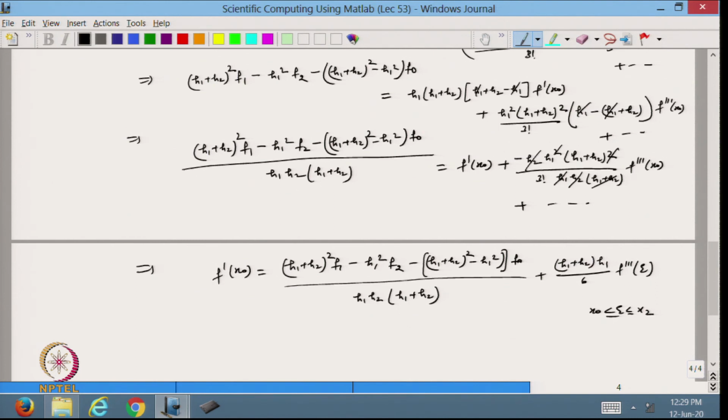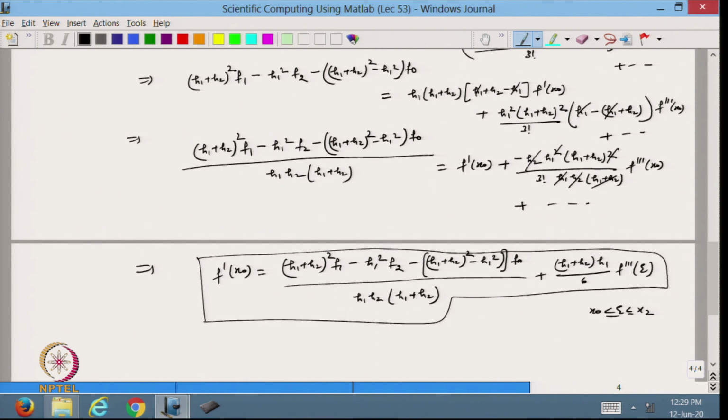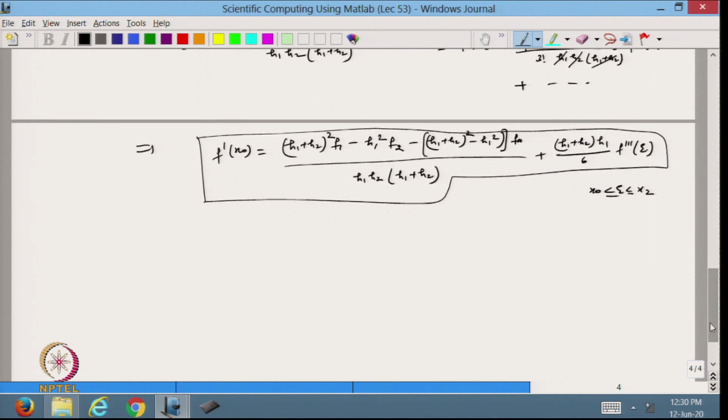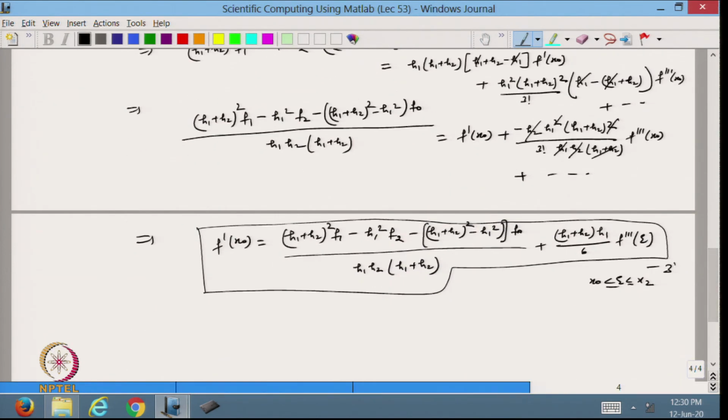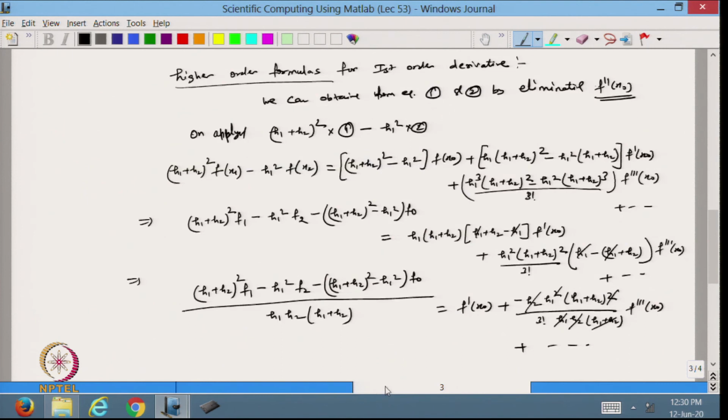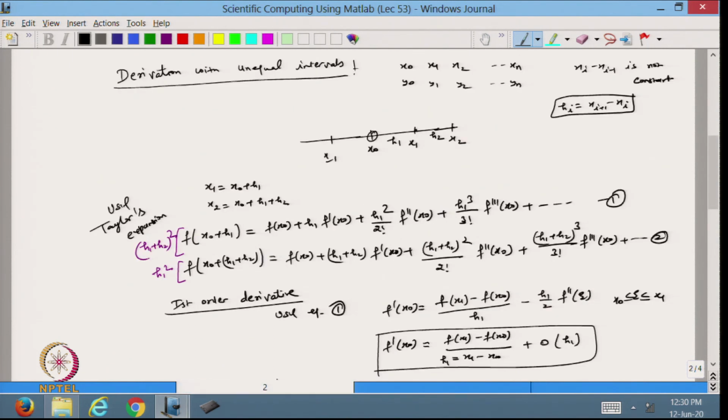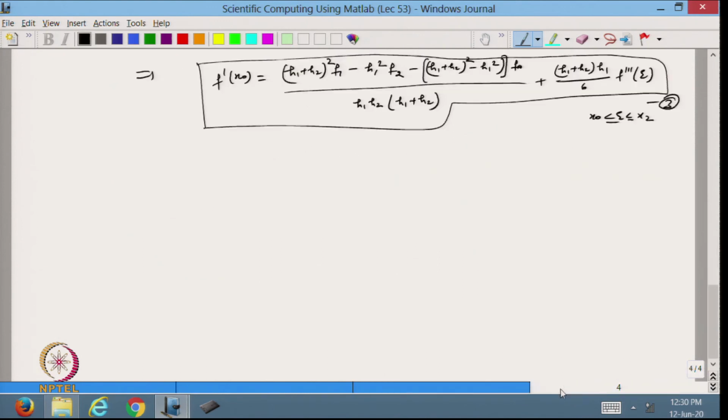So this one I can take, because all other terms will contain the higher order of these terms, so that we can ignore. So this is my expression for the first order derivative containing 3 point values, at f0, then f1 and at f2. So this is of order h1 plus h2 into h1. Now, this is my equation number 3, because the previous one has only 2 equations.